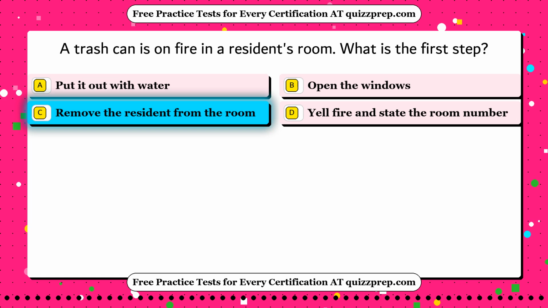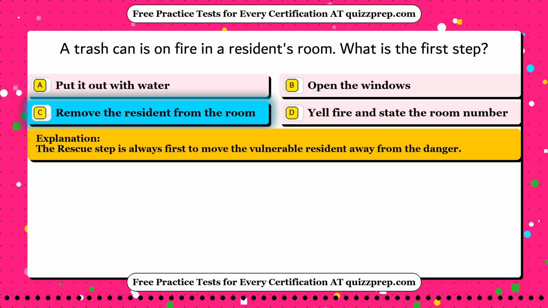The correct answer is option C, remove the resident from the room. The rescue step is always first to move the vulnerable resident away from the danger.